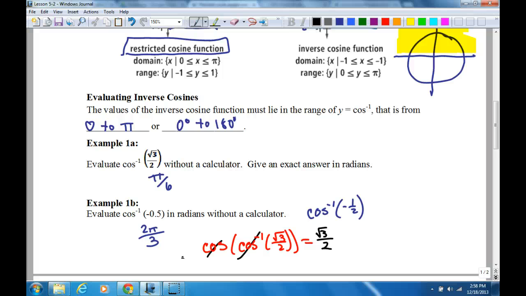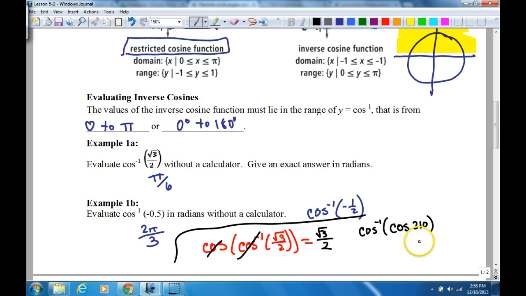Okay, so let's look at another one. This one's a little trickier, and you guys need to pay attention because this is one that's like your homework. Wait, time out. Stop. What is it in cosine negative 1 of negative a half? That's from the left. Oh, that's from the lesson. I thought she was just writing. No, that's from that last problem.